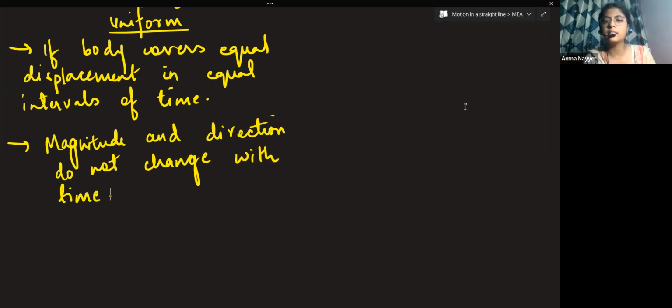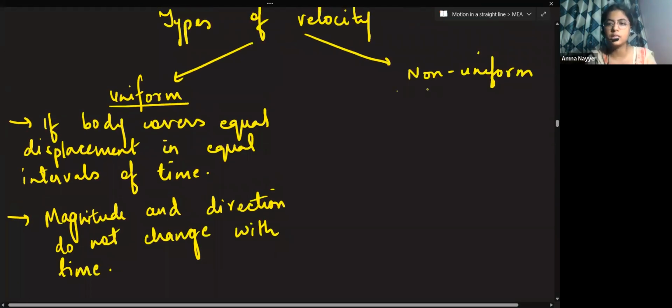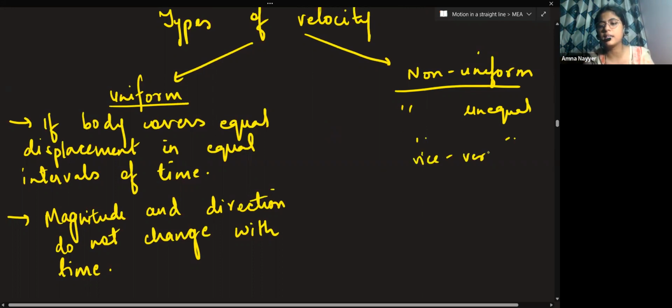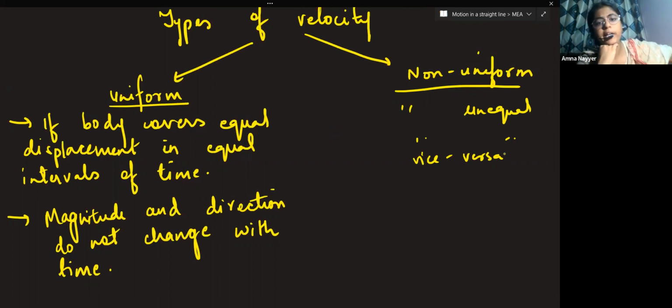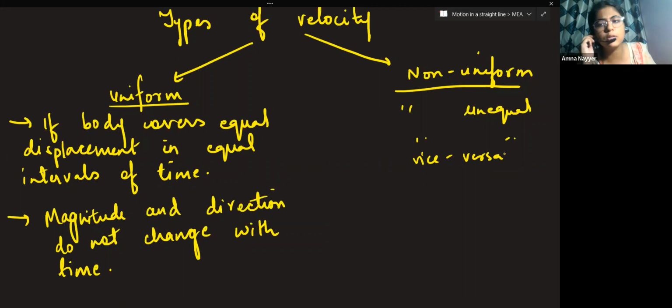All right. Then secondly, this was uniform, so we have non-uniform velocity. The definition of non-uniform velocity is very predictable now. If a body covers unequal displacement in equal intervals of time, or vice versa, equal displacement in unequal intervals of time, like 5 meter, 5 meter, 5 meter, this is the continuous displacement that is occurring, but first the time interval was 3 seconds, then 5 seconds, then 10 seconds, then also you will say it's non-uniform velocity.